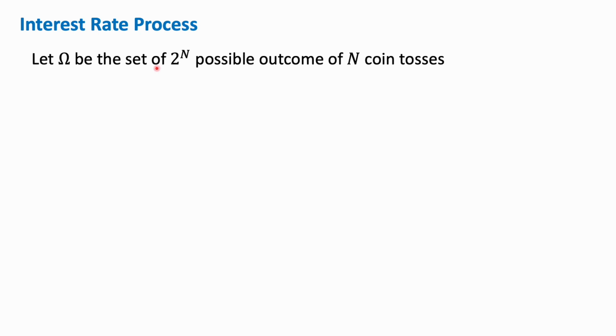So first, let's talk about this thing that we're calling the interest rate process. What is this interest rate process? Here we're allowing interest rate to be stochastic, so we need to define a stochastic process on this. And the definition, as you will see, is very simple. So let omega be a set of 2 to the power n possible outcomes from n coin tosses. What does this mean? That means basically you simply take a coin and you toss it n number of times. And if you toss a coin n number of times, then you can have 2 to the power n possible outcomes, because you either get a head or tail, and you do that n times.